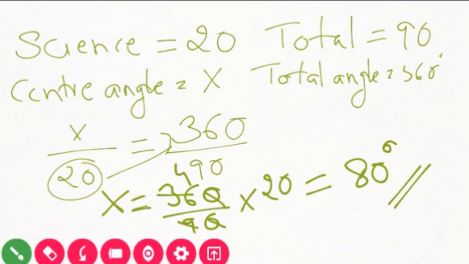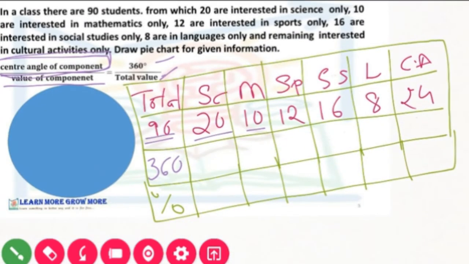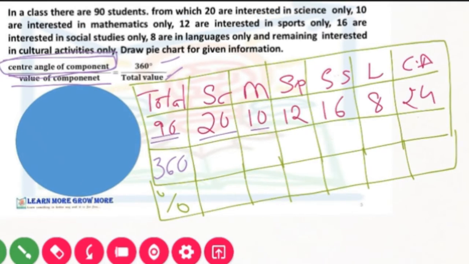Okay. Next, what we need to do? This 80 degrees should be represented in that circle, which indicates the number of science students. Here the 80 degree angle corresponds to the students who are interested in science. Okay, next we'll find out the percentage, the science percentage.